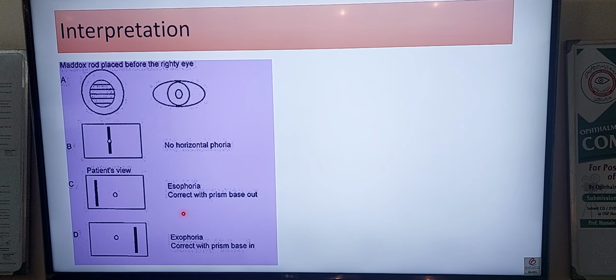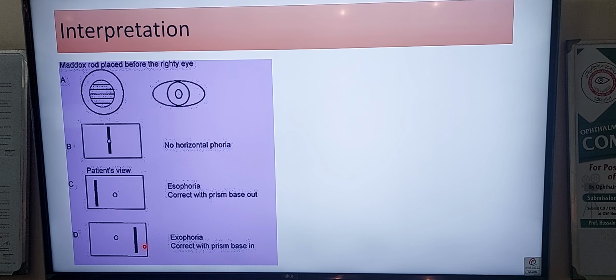Okay. How do we interpret these results? Maddox rod is placed before the right eye. If the patient is orthophoric, the line will coincide with the light spot. If the patient has esophoria, or esotropia, because it doesn't differentiate them, the patient will see the line on the right side and it is corrected with prism base out. And when the patient has exophoria or exotropia, the patient will see the line on the left side and it is corrected with prism base in.